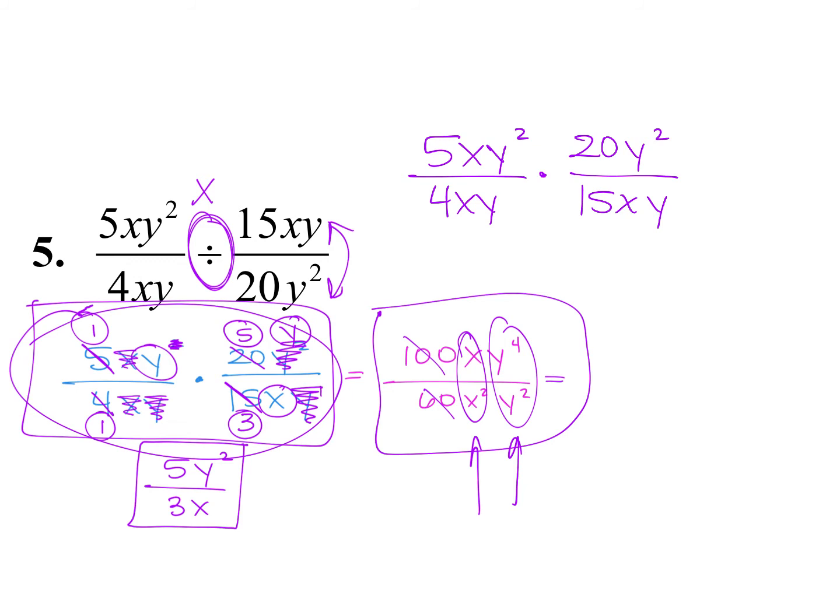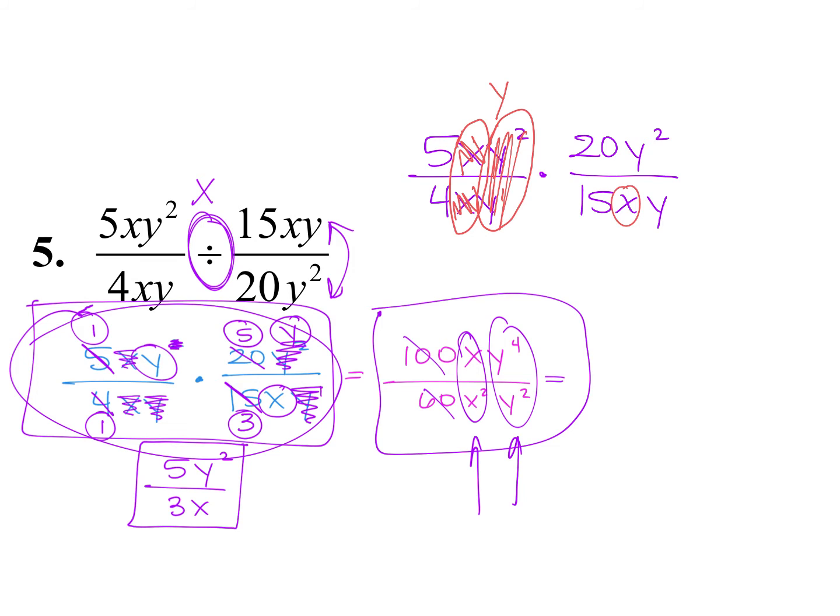Okay, so if I'm going to get rid of the variables, x over x is just 1. So those are both going to go away, right? This is gone, that's gone. Y to the second over y to the first, you subtract. So 2 minus 1 is 1. So that's just going to be a y on top. X isn't going to simplify at all.